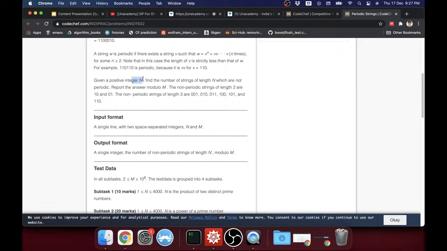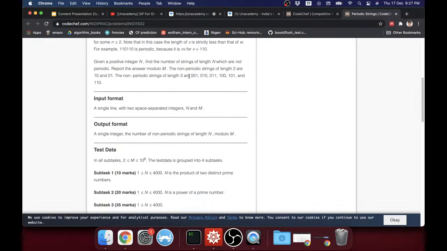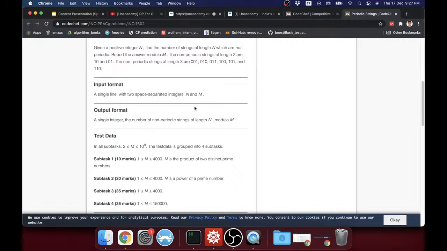So what's the question? Given a positive integer n, find the number of strings of length n which are not periodic. Notice the question doesn't ask you for periodic strings, it asks you for not periodic. Obviously, if you know one of them, calculating the other one is easy, as we will see later. Your answer should be modulo m. Non-periodic strings of length 2, this is just examples, are 10 and 01. Non-periodic strings of length 3 are these. You don't care about what those strings are precisely, you care more about how many strings there are.